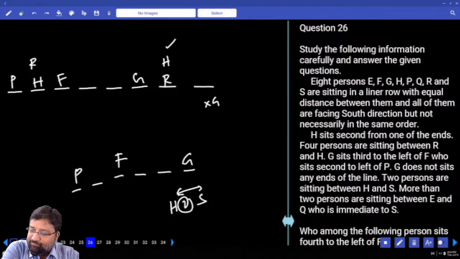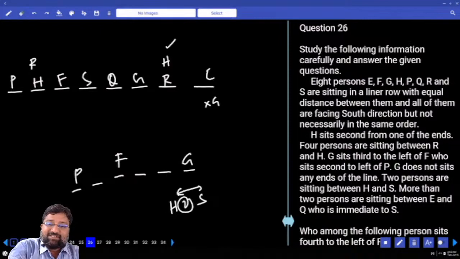Next line adu. More than 2 persons are sitting between E and Q. Q who is immediate to S. Q is immediate to S ante there should be 2 adjacent seats which are vacant. Unnaya leva? If this is Q, automatically this is S, this is E.